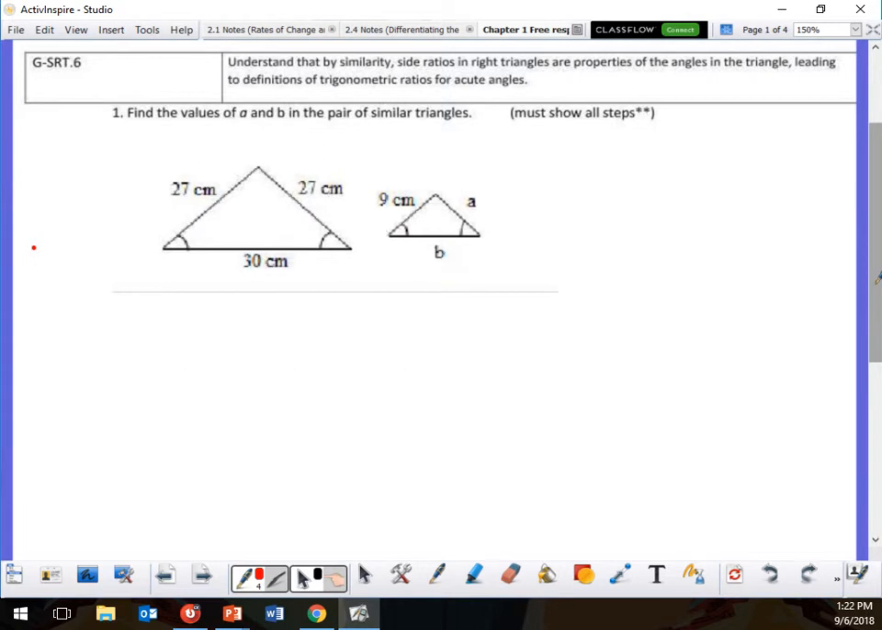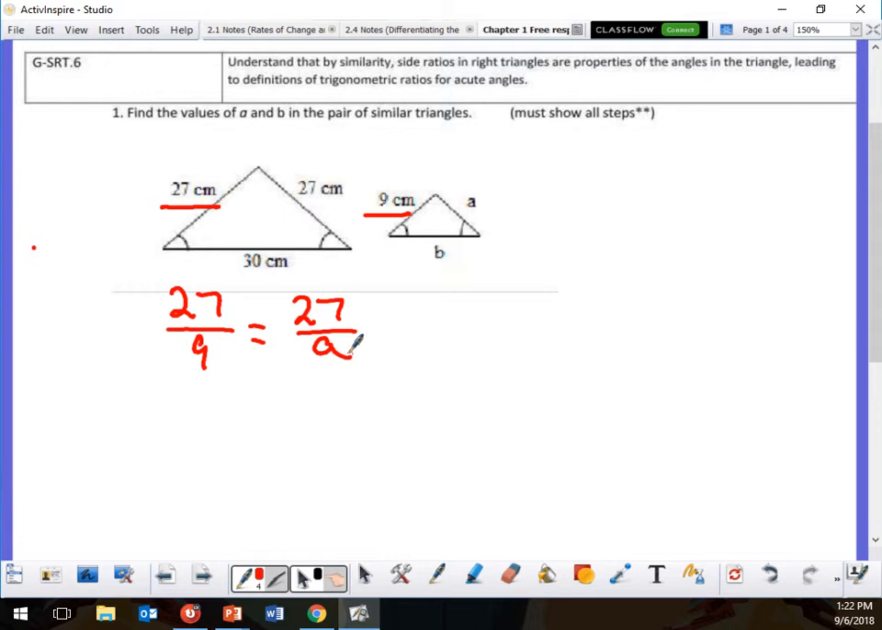Okay, all right. So now I always want to start with what I know. So what are the corresponding sides that I know here? 27 and 9. Very good. That's what I'm starting with. So start off with corresponding sides that I know. So 27 over 9 is going to be equal to, what do you want to solve for first, A or B? A. He said A. So how would I set that up? 27 over 9 equals 27 over A.